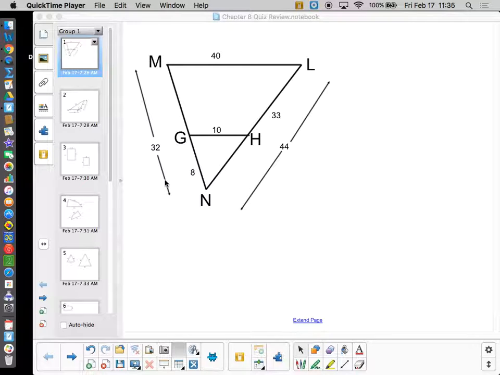So, all right, 3 things we're looking for here. First, list all pairs of congruent angles, then write a ratio of corresponding sides, then write the similarity statement. So let's start with the congruent angles. Similar triangles have corresponding angles congruent. So who can tell me one pair of congruent angles in this picture?